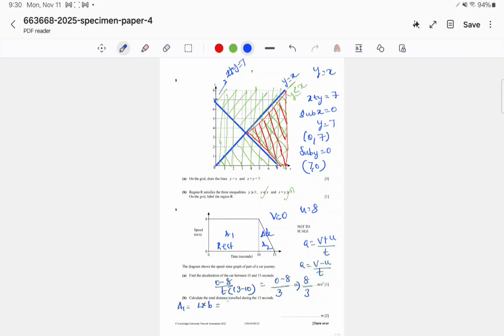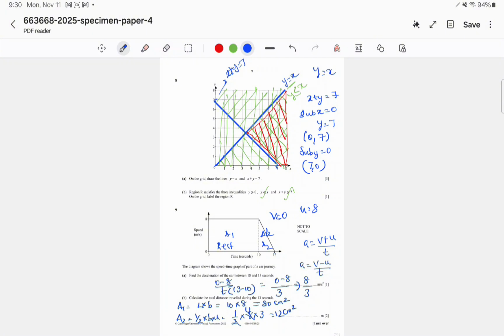So length is 10 into 8. Okay, next part, it is 80, we will make it. Next one, area 2 is a triangle, so half into base into height. So it is half into base is 8, height is 8, base is 10 minus 13, so 3 here. How much is it coming? I think 4. Okay, when we cancel it is 12. So this is 80 centimeter square, this is 12 centimeter square, area under the graph.